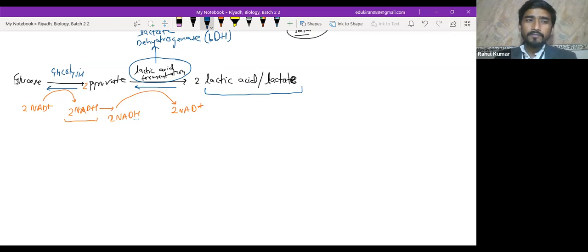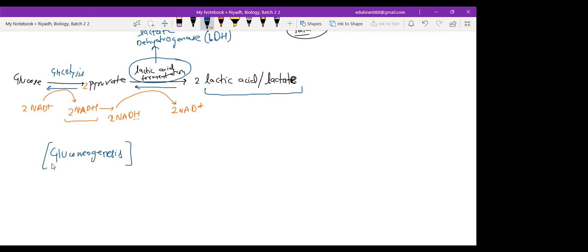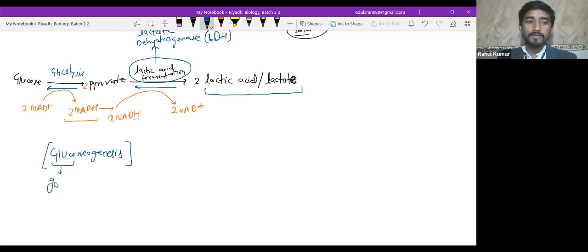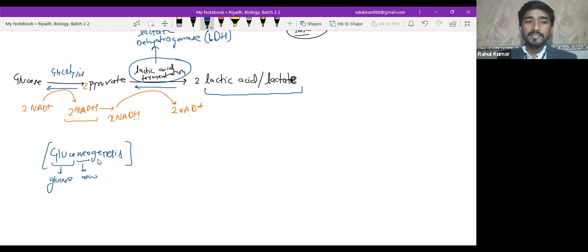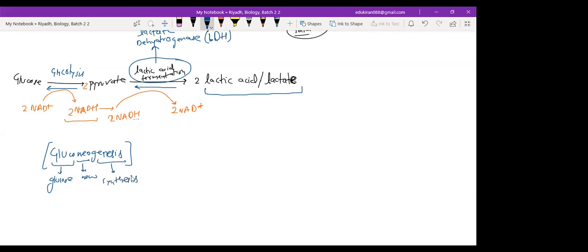So what we are doing finally here, you must have realized, in the liver, when we are making glucose from pyruvate, we are synthesizing new glucose, correct? So the process is called gluconeogenesis. Is it clear, Mariam? What does the word say? Gluco means glucose. Neo means new, and genesis means making or synthesis.